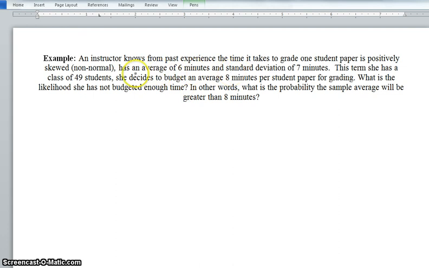Okay, so let's go ahead and break down this sentence. Essentially, this is talking about a population. It says from past experience, it knows that this random variable, which is the time it takes to grade one student paper, has a positively skewed distribution with a mean of 6 and a standard deviation of 7. So this is the population information. So definitely not normal. So let's keep reading.